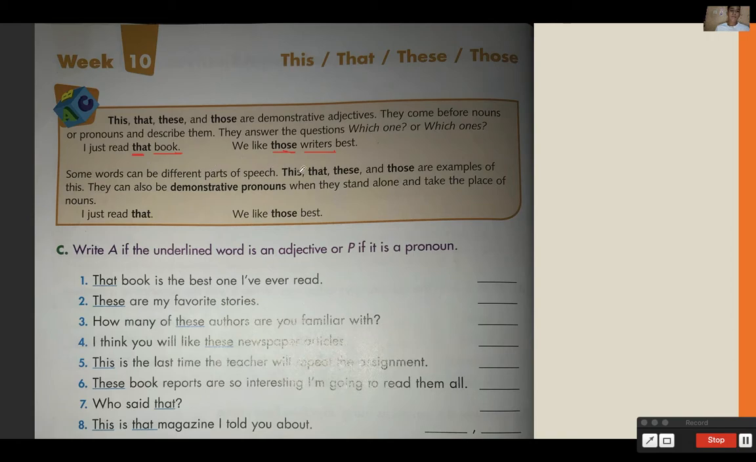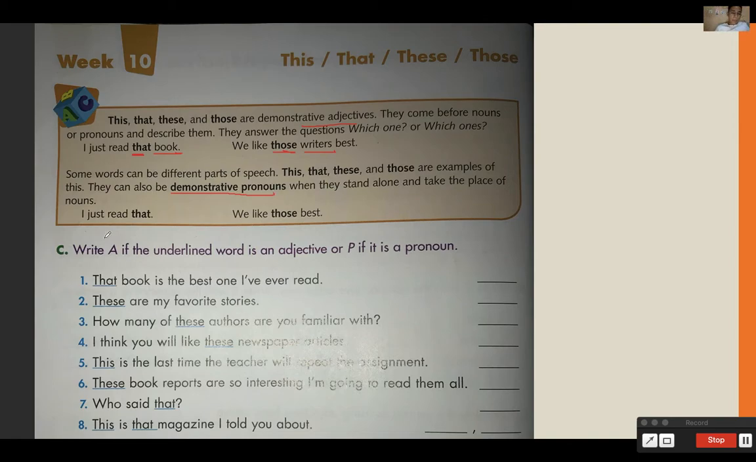Algunas palabras forman parte de una parte diferente del discurso. This, that, these, and those son algunos ejemplos de estas palabras, ¿ok? Estos pueden ser pronombres demostrativos cuando se utilizan solos, ¿verdad? Y toman el lugar de un sustantivo. Por ejemplo, aquí estamos poniendo un adjetivo demostrativo más el sustantivo. En este caso vamos a utilizar un pronombre demostrativo que va a tomar el lugar de un sustantivo.